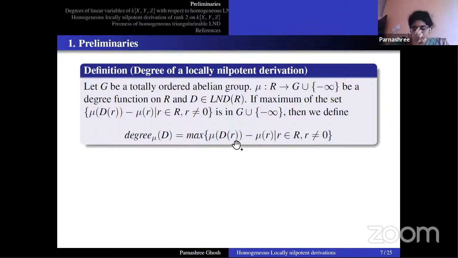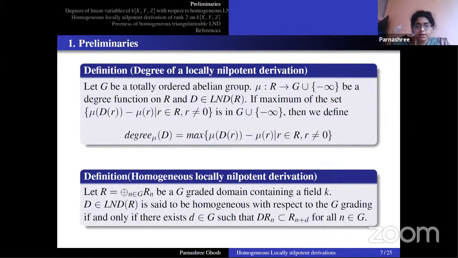Now here I want to tell you that it is not always true that the degree of D exists for every degree function mu. For example, we have examples both in characteristic p and characteristic 0, and those are affine, such that the degree does not exist.